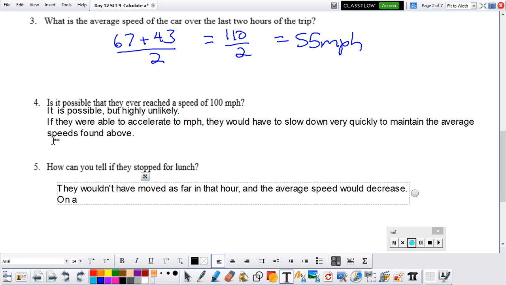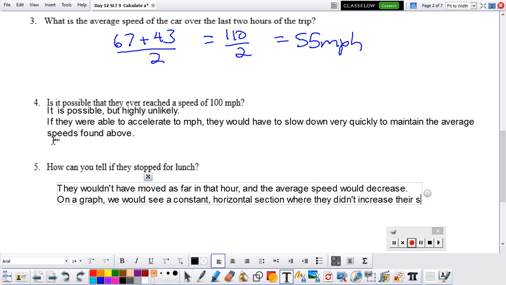On a graph, we would see a constant horizontal section where they didn't increase their distance because they stayed in one spot. Now, if it was a speed graph, the speed would go all the way down to 0 and just stay there. But either way, we would see a horizontal section of the graph.